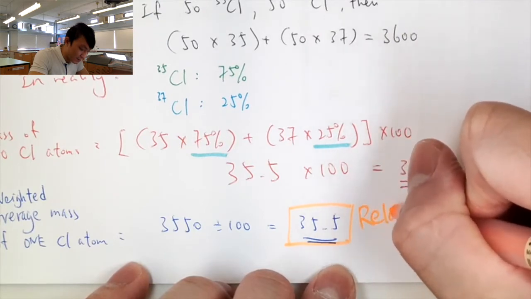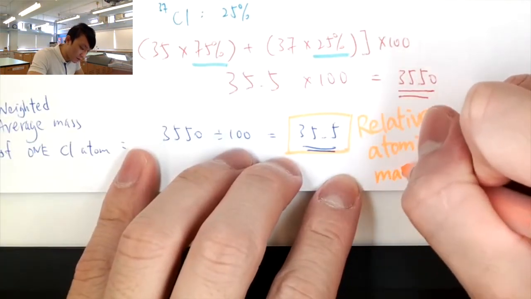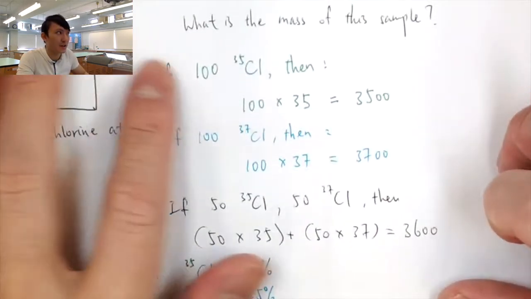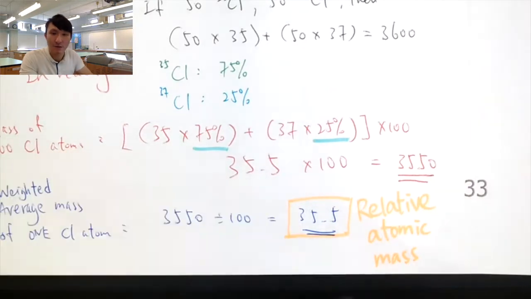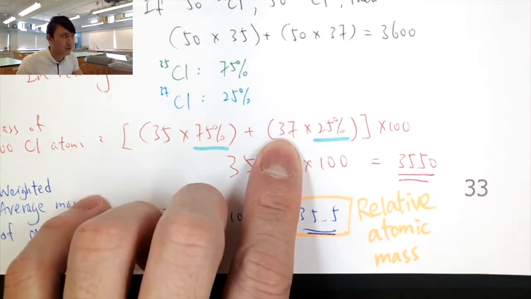relative atomic mass. Okay, relative atomic mass, because this one is representing the weighted average mass of all the atoms. Okay, if you have 100 of this chlorine atom, if I ask you the mass of it, like my initial question here, then you can simply use this one, 35.5, and multiply by 100, then you will have the mass of that sample. Okay?